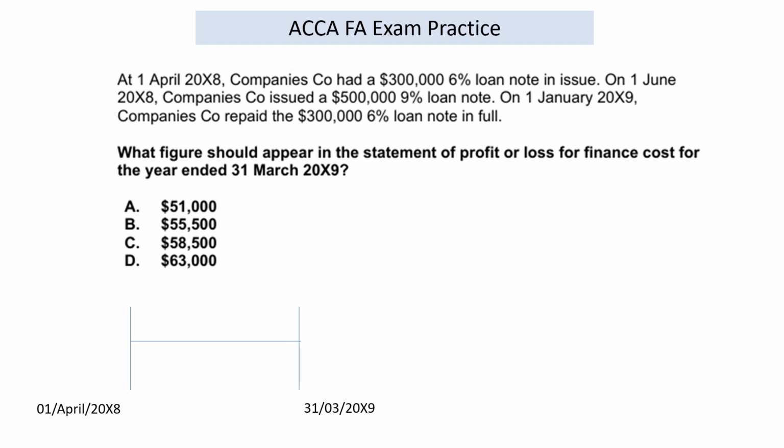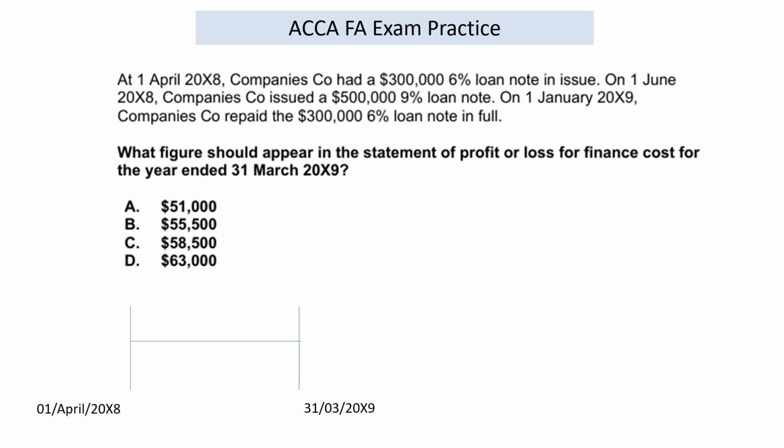At 1st April 2008, Companies Co. had a $300,000 6% loan note in issue. On 1st of June 2008, Companies Co. issued a $500,000 9% loan note. On 1st of January 2009, Companies Co. repaid the $300,000 6% loan note in full. And the question is, what figure should appear in the statement of profit or loss for finance costs for the year ended 31st of March 2009?